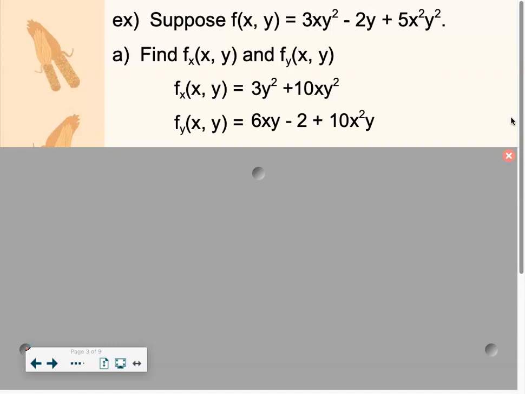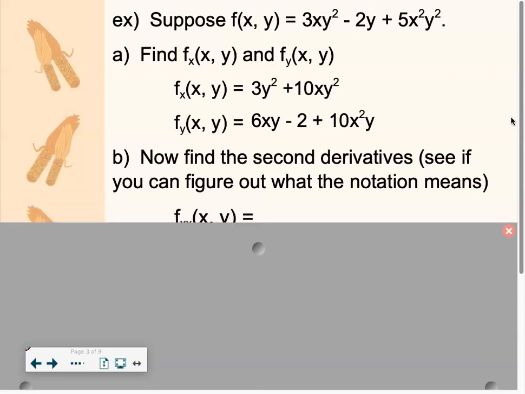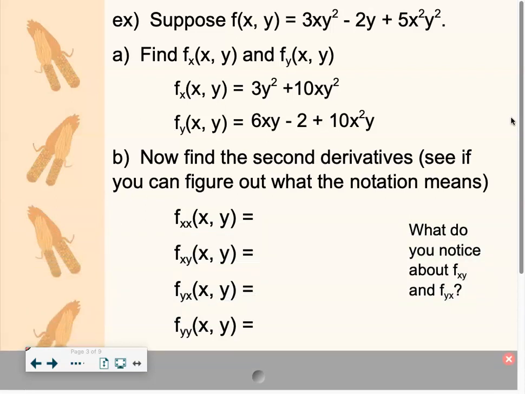Good. It's time to do second partials. I'm not going to teach you, I will, but right now, let's just see if you can guess what f sub xx is, f sub xy, f sub yx, and f sub yy. Okay? That makes sense.